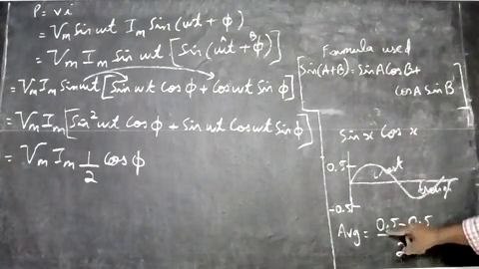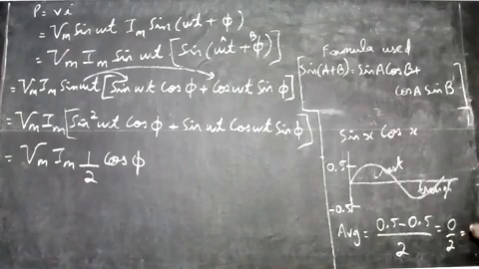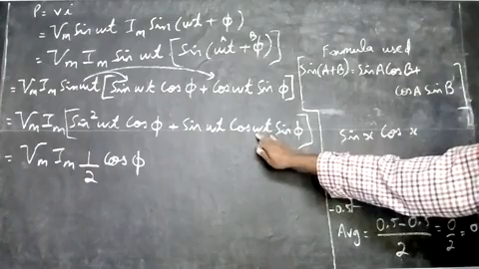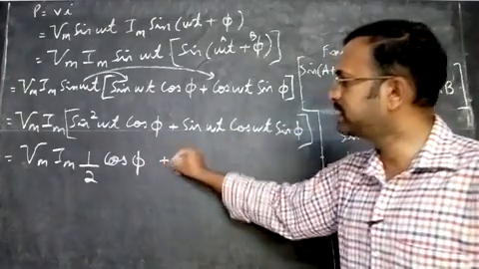So plus 0.5 minus 0.5 is 0. 0 by 2, that is 0 only. So this sin x cos x term is 0. If you multiply this term by sine phi, that also will be equal to 0. So that's how we get 0 here.